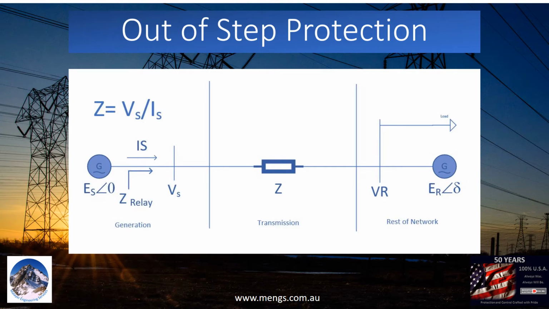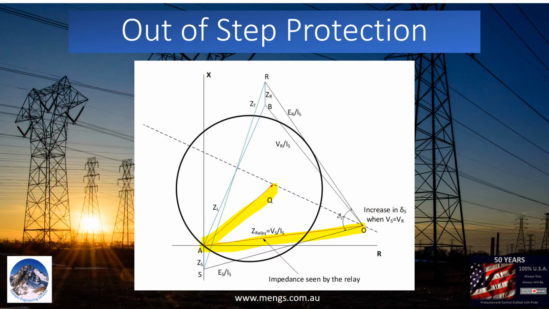Any synchronous machine connected to a network can be modeled as in this picture. The protective relay, which is an impedance sensing element, is assumed to be located at the sender terminals, with terminal voltage Vs and current Is. Current flows from S towards R. The relay measures the impedance Z. The relay at the sender terminal will measure the value of the impedance represented by AO.